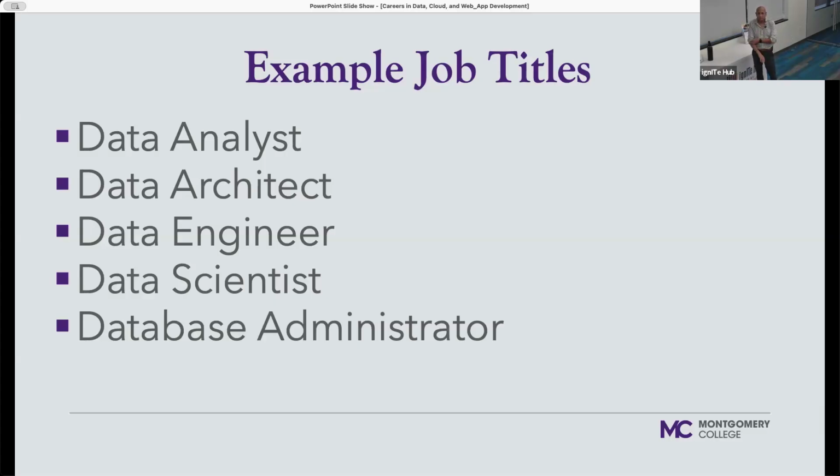They do different things. But in this particular field, the data analyst is considered kind of like the entry level job for data jobs. Data architects and engineers, they do different things. They build the databases. They actually kind of figure out the systems where the data is going to be, how we're going to store the data, how we're going to convert the data.